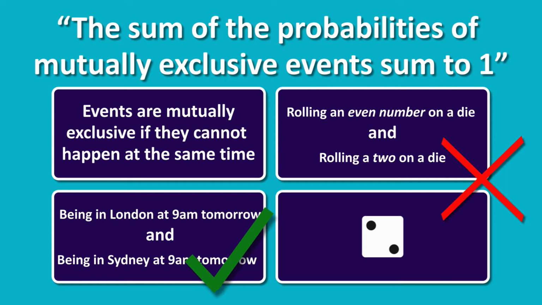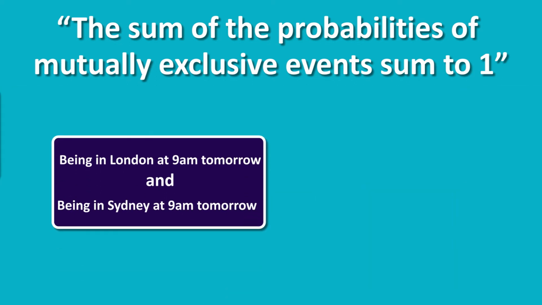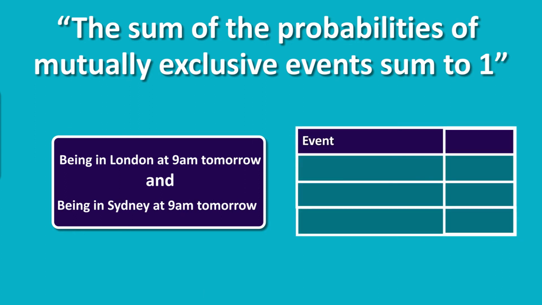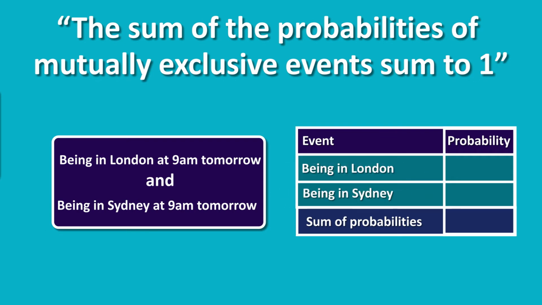Now we know what mutually exclusive means, let's look at why the statement, the sum of the probabilities of mutually exclusive events sum to 1, must be incorrect. To help demonstrate this, I'm going to draw a little table with 2 events and their associated probabilities. My 2 events are being in London and being in Sydney. As we established before, these are mutually exclusive events. It's impossible that they both happen at the same time.